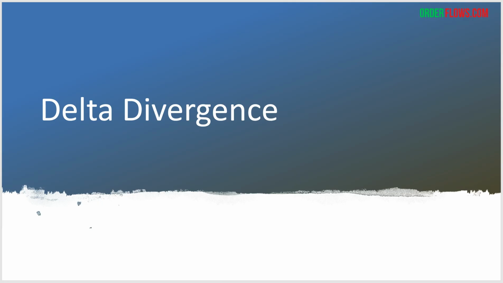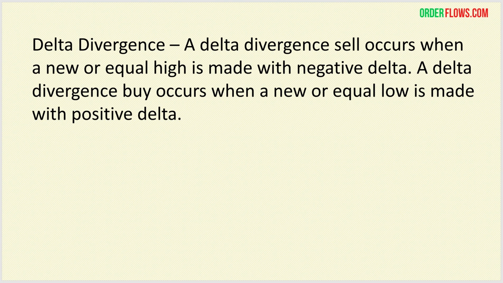So delta divergence, this is the second one I want to talk about. A lot of order flow software has a delta divergence component fixed into it. In the purest sense, a delta divergence sell occurs when a new or equal high is made with negative delta, because when you make a new high, you expect to have positive delta. So when you're making a new high and you have negative delta, that's your divergence. A delta divergence buy occurs when there's a new or equal low with positive delta, right? Because you're at a low, you should be looking at negative delta, because why are you at the low? Because they're selling. But if you have positive delta at a new or equal low, that's a sign of a divergence.